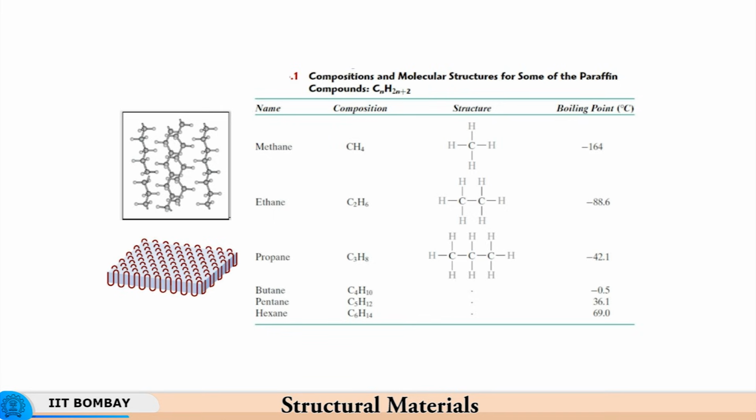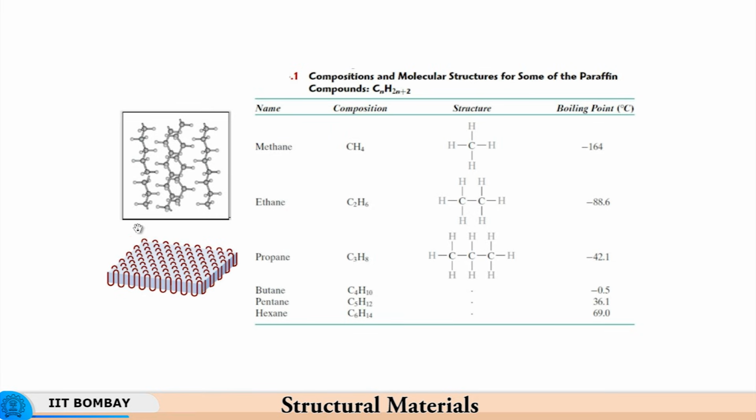But the boiling point as well as the melting point would both vary in a similar manner as the length of the chain continues to increase. So you have butane, which is C4H10, at minus 0.5, and then hexane has 69. So plus 69 degrees centigrade is the boiling point of hexane. So at room temperature, hexane would be a liquid, pentane would be a liquid, whereas butane will be gas. Methane, ethane, propane, butane will all be gases at room temperature.